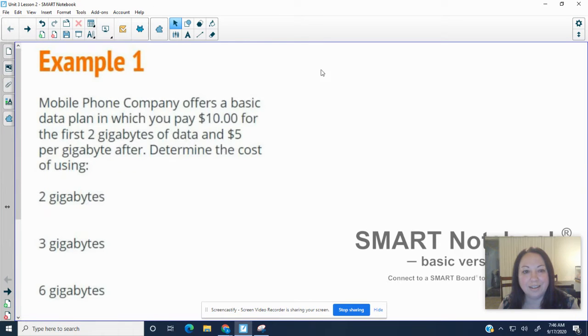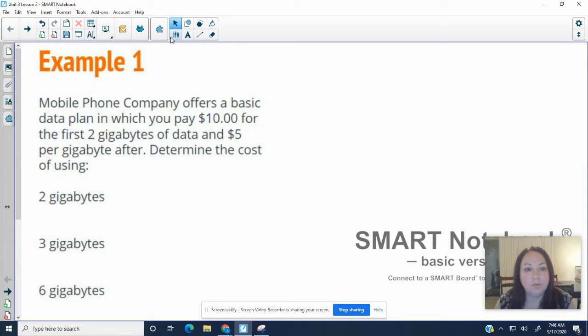We're going to take a look at example 1 about a mobile phone company. It says a mobile phone company offers a basic data plan in which you pay $10 for the first 2 gigs of data and $5 per gigabyte after. Determine the cost of using 2 gigabytes, 3 gigabytes, and 6 gigabytes.